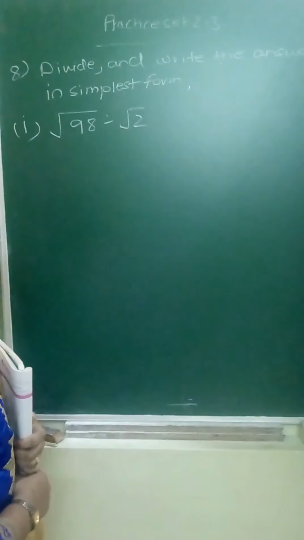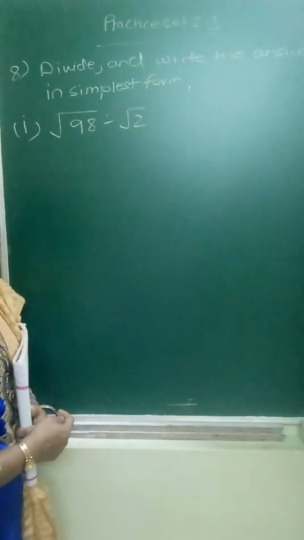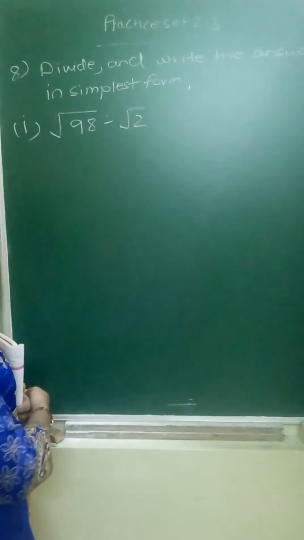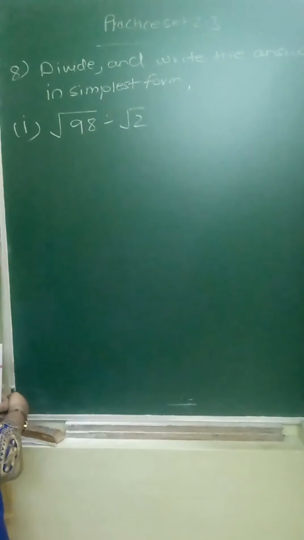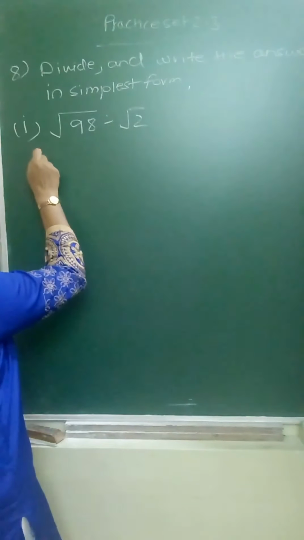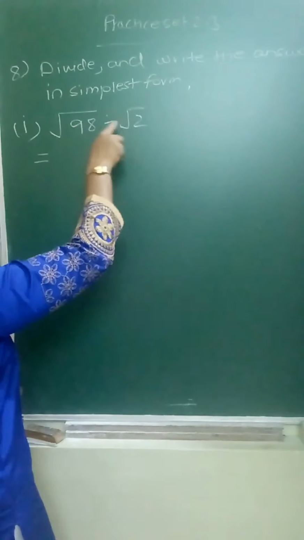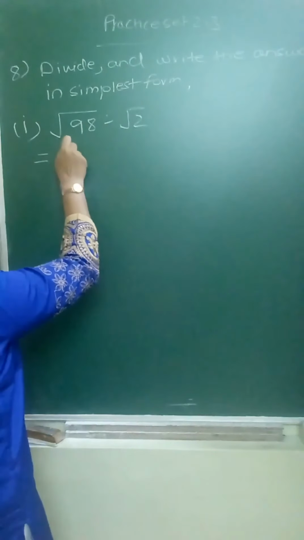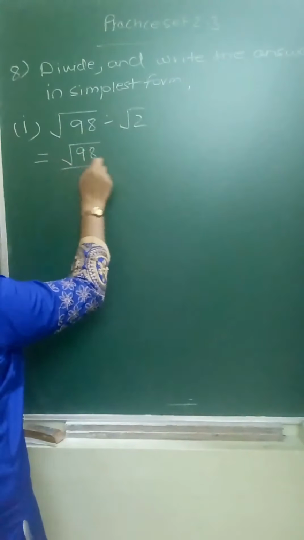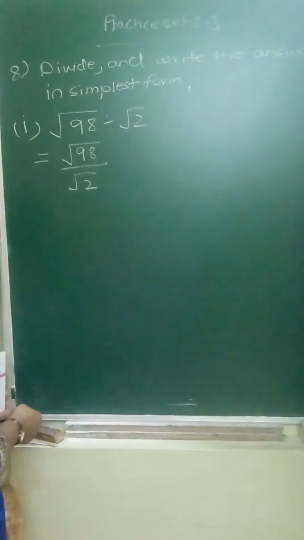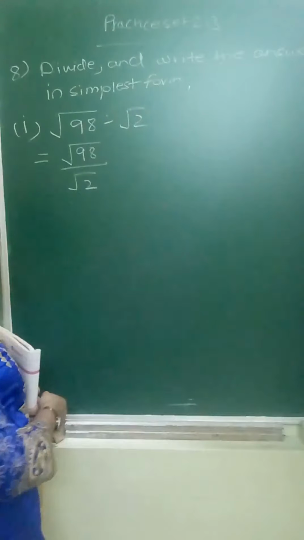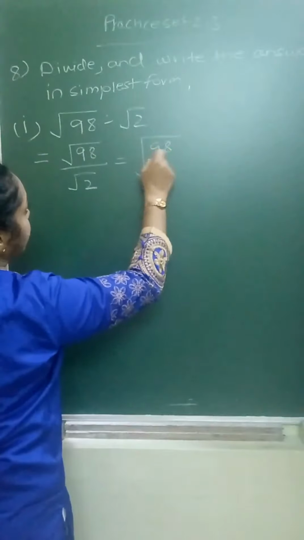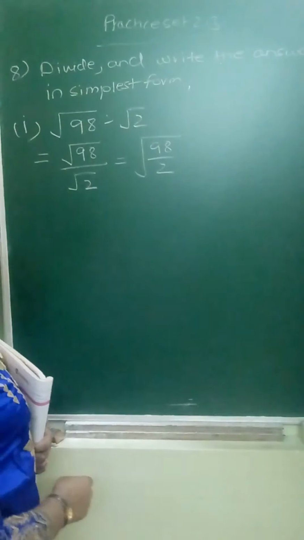in simplest form. So the very first question is square root of 98 divided by square root of 2. So these are the two surds which we have to divide. Now see here, if you look at these two surds, the order of both these surds is the same, that is 2. So we can write this question as square root of 98 upon square root of 2, isn't it? Now since the order of both the surds is the same, we can put both of them in the same radical sign, in this way.